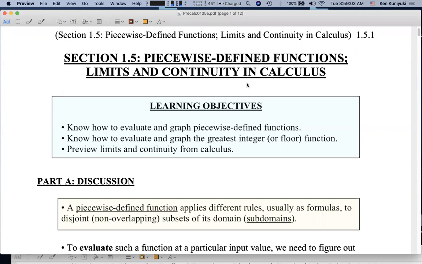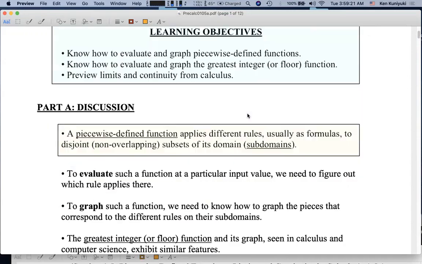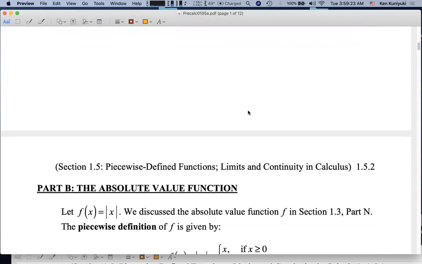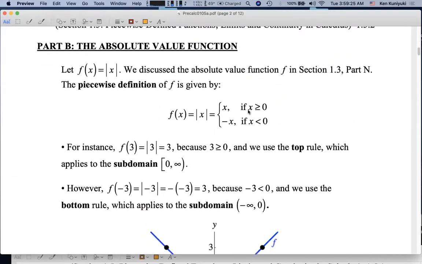What's an early example of a piecewise defined function that we've seen before? I'll give you a hint. f of x equals x if x is non-negative, and it's the opposite of x if x is negative. What function did that? It was the absolute value function. So let f of x be the absolute value of x. What was the piecewise definition for the function?